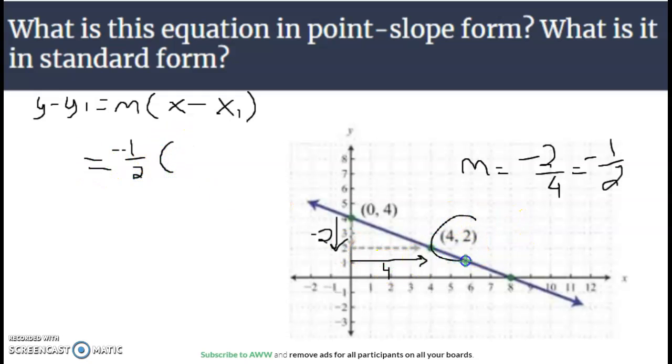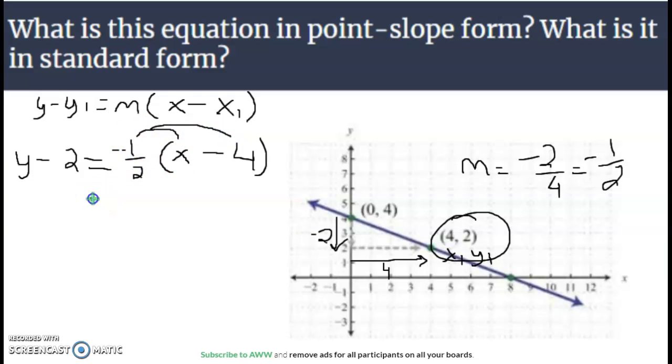And we're going to choose this point as our x1 and y1. The x1 is 4, so I'm going to say x minus 4. The y1 is 2, so over here I have y minus 2. Now it's in point slope form, so that answers the first question. I need to convert this to standard form. So I got a couple steps to do here now. Distribute that -1/2.